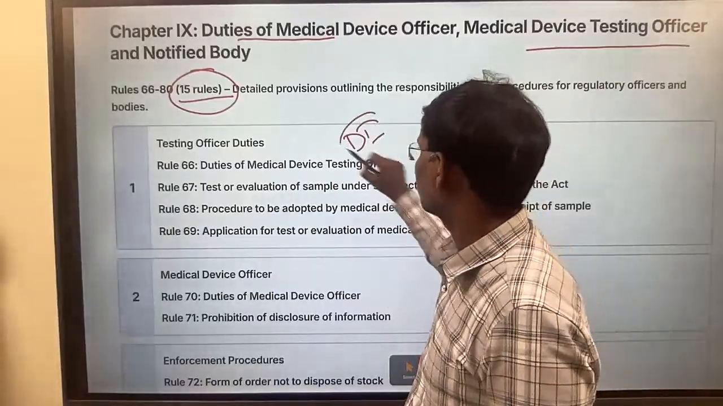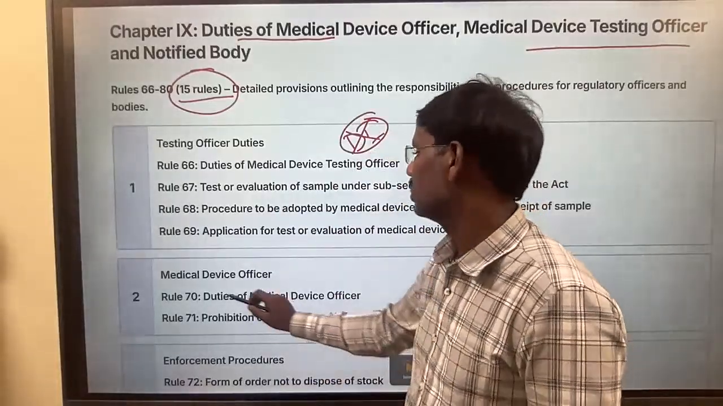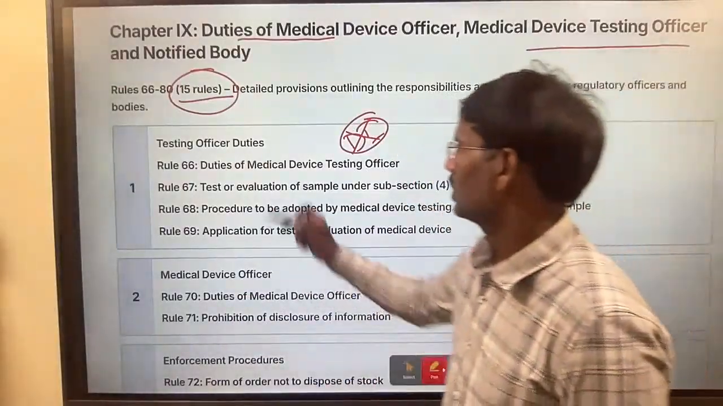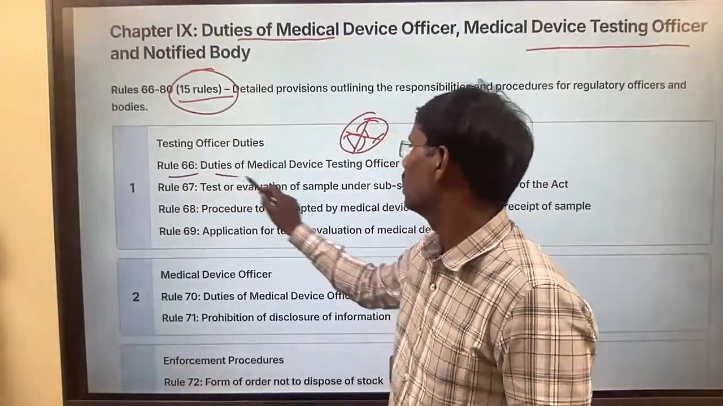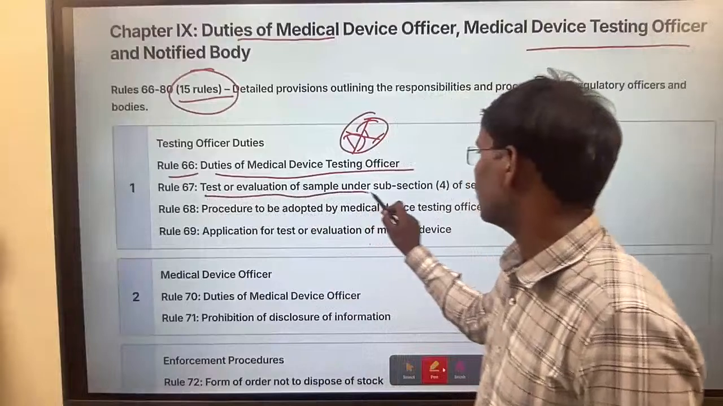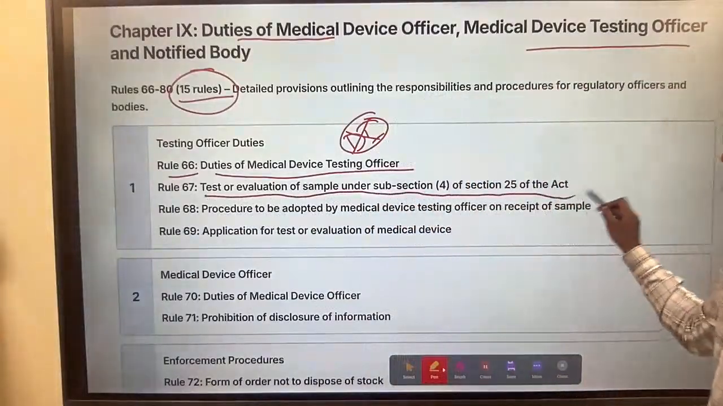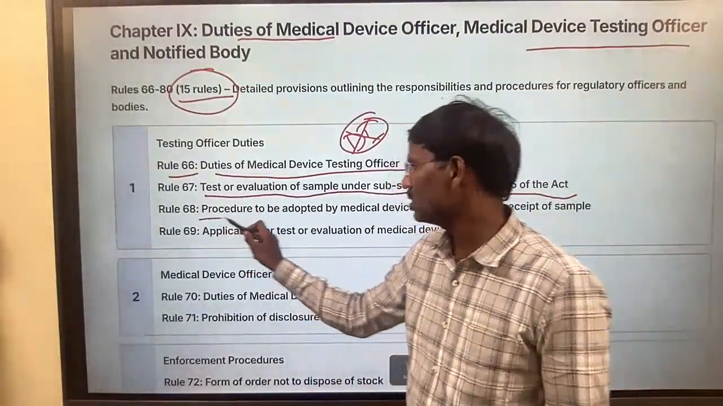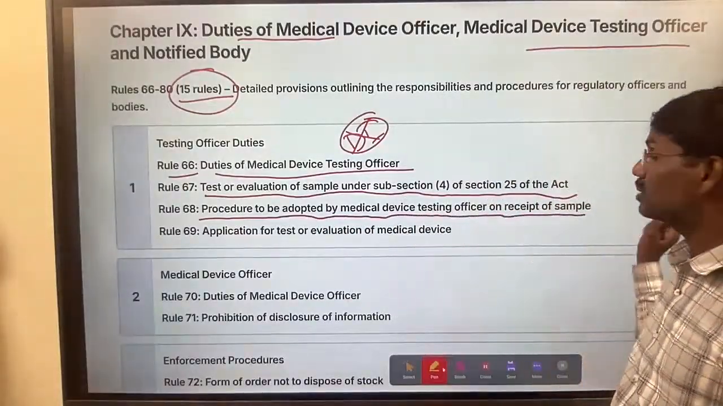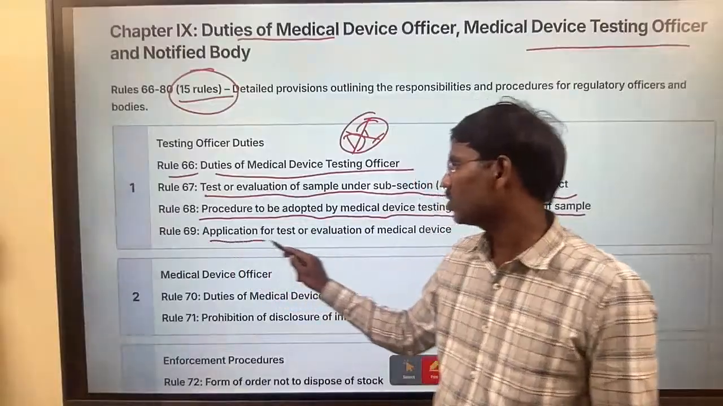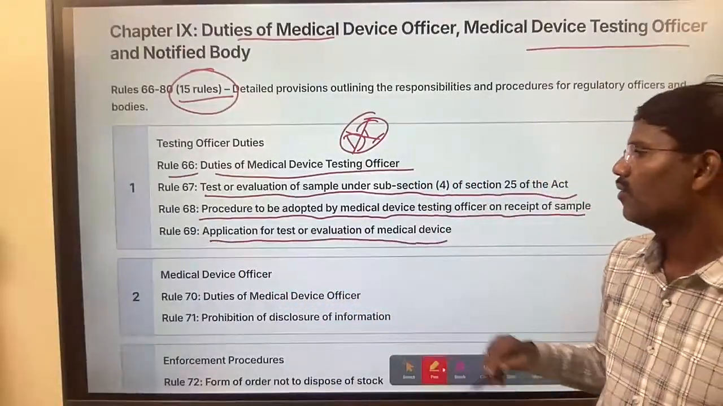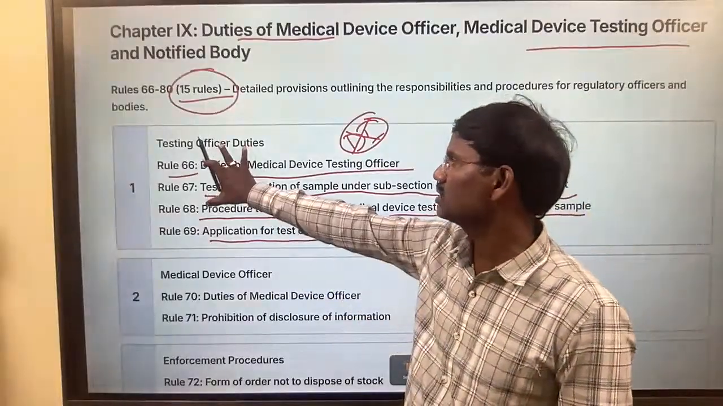and 70 to 71 is drug inspector duties. Okay, testing officer duties. 66 talks about duties of medical device testing officer. 67 talks about test or evaluation of sample under sub-section 4, section 25 of the Act, and 68 talks about procedure to be adopted by medical device testing officer on receipt of sample, and 69 talks about application for test or evaluation of medical device. This is testing officer duties.